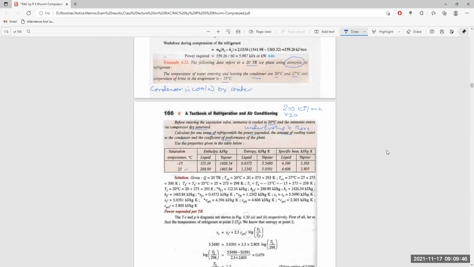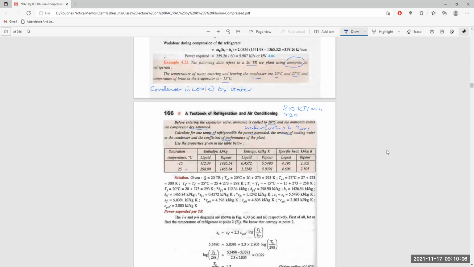And T3 is the temperature after the subcooling, at the point of entering your throttling device or expander, which is 20 degrees centigrade. So this is given as 20 plus 273, it is 293 degree Kelvin itself.